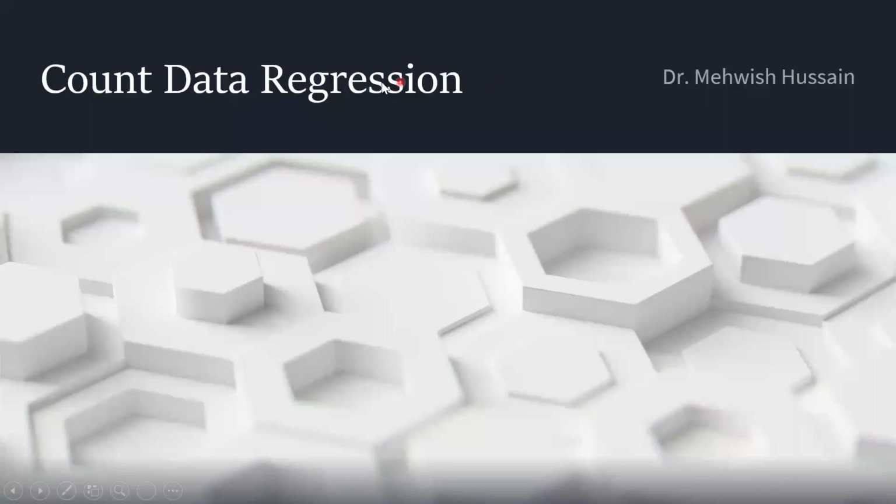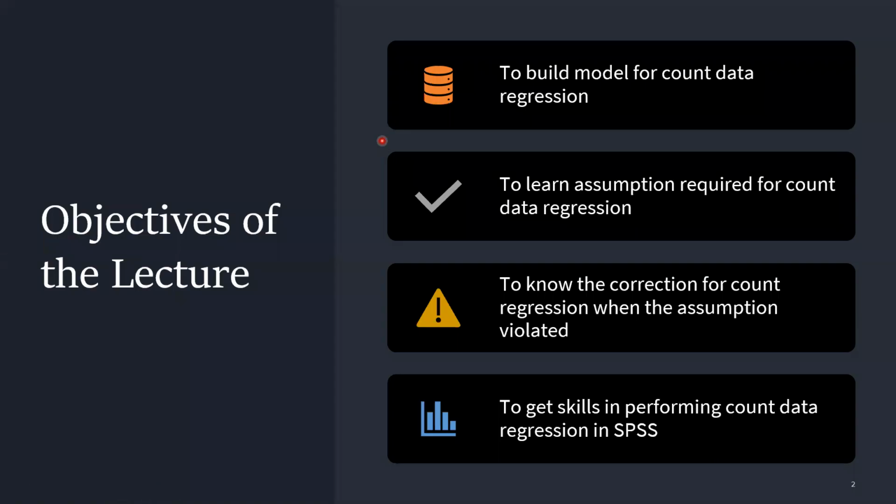So guys, in our previous video, we were talking about count data regression and we studied the Poisson regression. We covered three objectives to build the model for count data. And when the assumption of count data, which is mean equal to variance, exists, like there is no over dispersion, then we apply the Poisson regression.